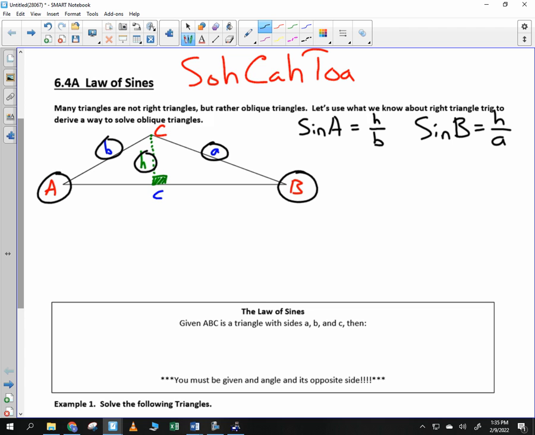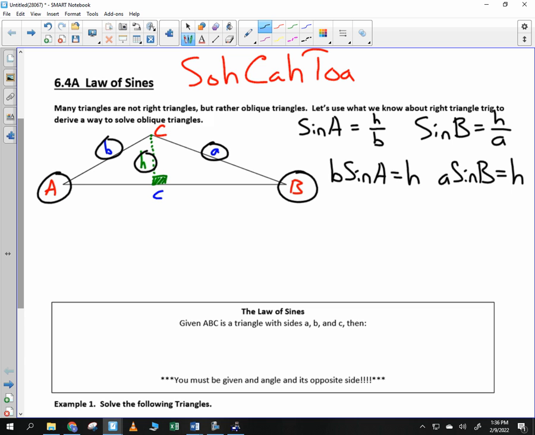Both those expressions have what? Sine and H. I can solve for H in each situation. If I multiply both sides by B, I get B sine of A is equal to H. And on the other side, I can multiply both sides by A, and what do we get? Good. What do you know? Both those equations are equal to H. And if they're both equal to H, they're both equal to each other.